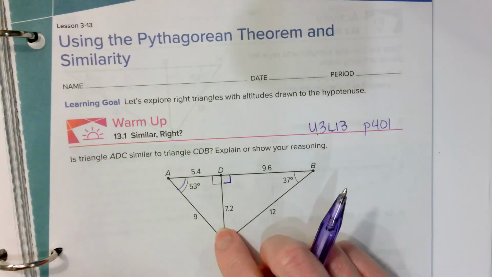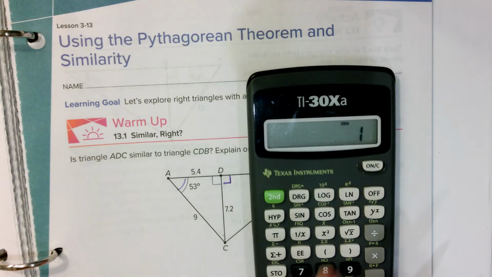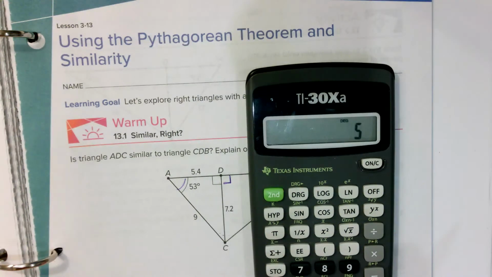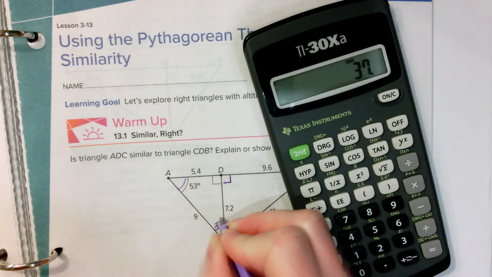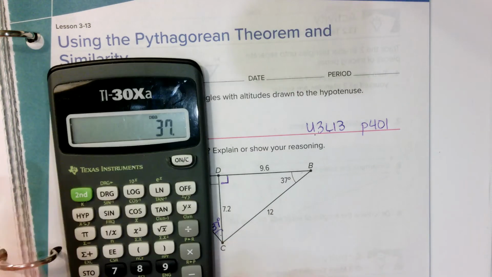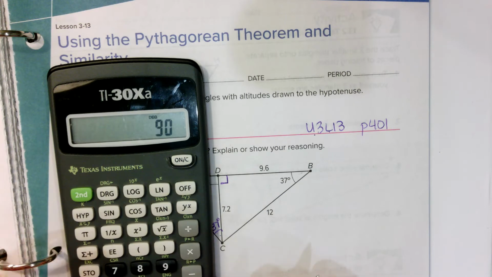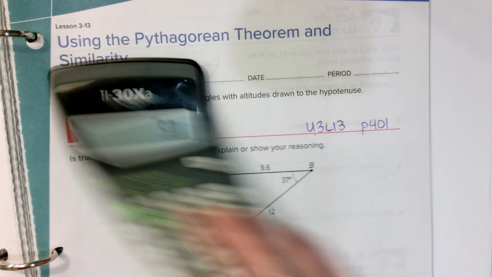Let's find out what my third angle is. So 180 minus 90 minus 53 gives me 37. So this little angle is 37. And in this triangle here, if I do my 180 for my triangle minus my 90 minus my 37, I'm not shocked to get 53, which is the other angle in this triangle right here.